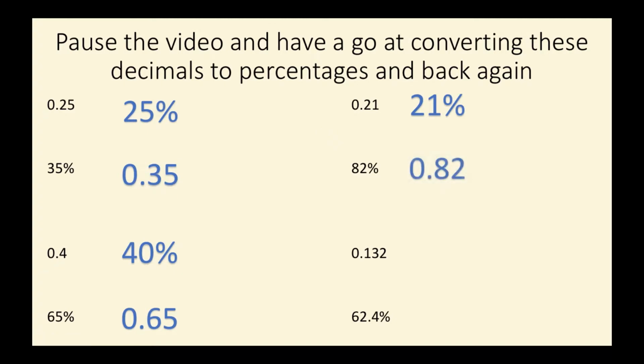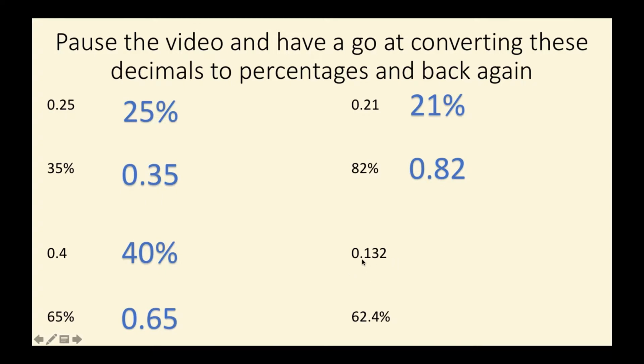82%, 0.82. Now this one here, you might have to be careful with. When you're timesing by 100, what you're doing is you're moving the decimal point 2 places this way. So if you're moving the decimal point, the 0 disappears and the point ends up at the end. But because there's nothing after the point, we don't have to write anything. So we just end up with 25.